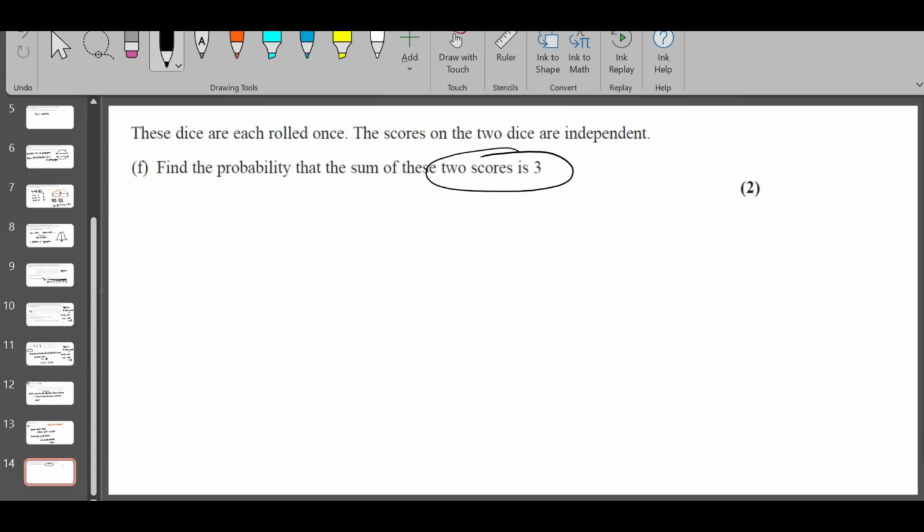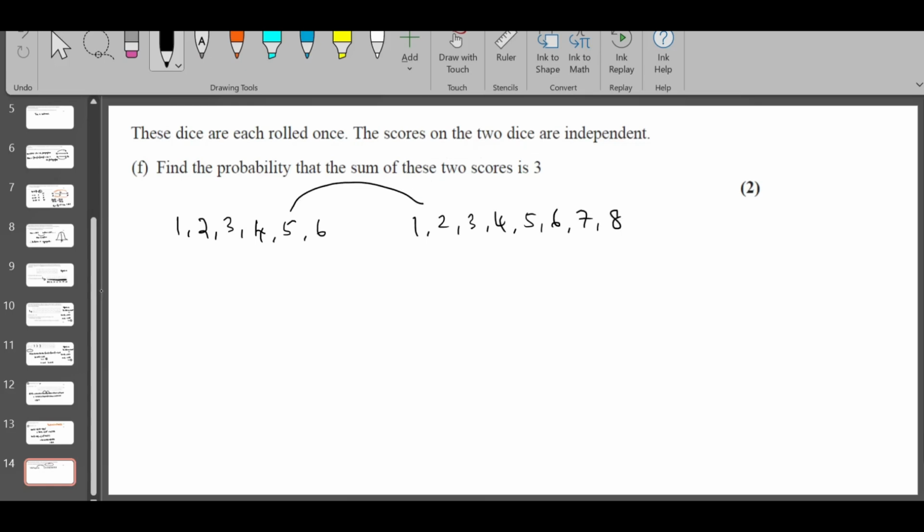So what are the combinations that will give you 3? For the first die, it's a 6 face die, so the numbers are 1 to 6. For the second one, it's numbered from 1 to 8. So to get the total, you need to take 1, 2, to total 3. Total score should be 3. Or 2, 1. That's all right. So probability of 1, 2 plus probability of 2, 1.